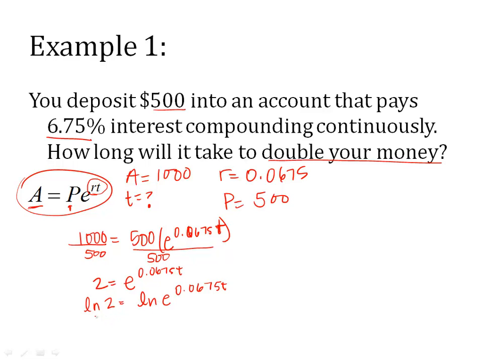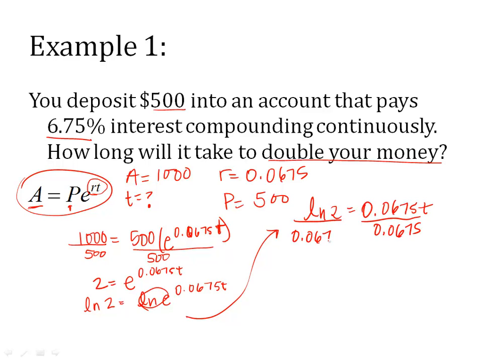So natural log of 2 stays put. I'm just going to scooch it over here. So I have the natural log of 2 equals, natural log of e is just 1, so the power drops down. And I can solve this now for t. So I simply need to divide by 0.0675, and that'll tell me what t is. Okay? Now, once I put that in my calculator, the natural log of 2 divided by this decimal, I get this number, 10.269, and so on.